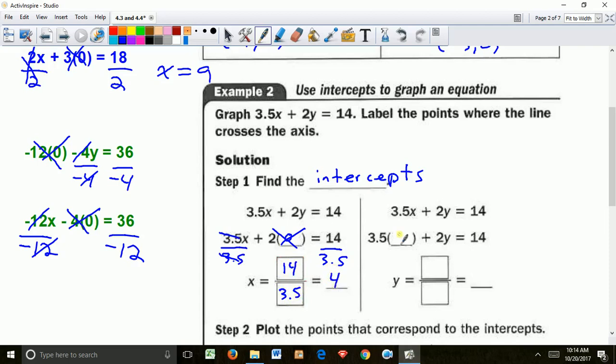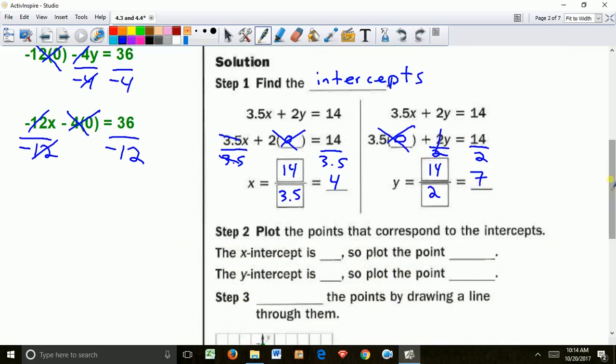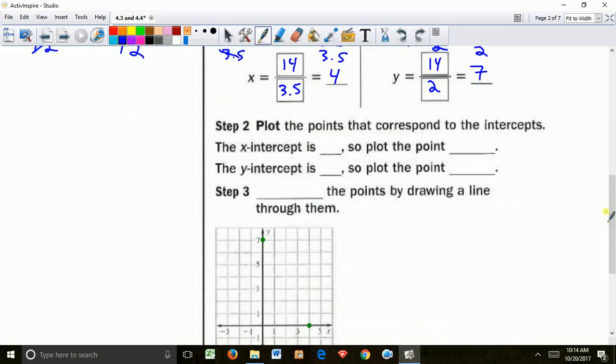Next, solve for the y-intercept. Plug 0 in for x, solve for y. In essence, you're dividing everything by 2. So the value of y is 14 divided by 2, which is 7. Next, you can plot the point that corresponds to the intercepts. Again, the x-intercept was 4, the y-intercept was 7. So we can plot the point (4, 0), and then we can plot the point (0, 7). And then make sure you connect the points by drawing a line through them, and don't forget your arrows.